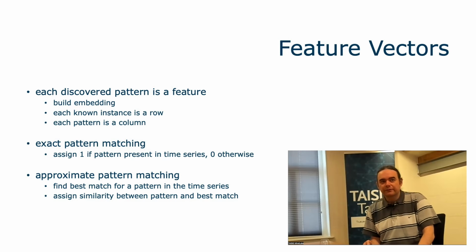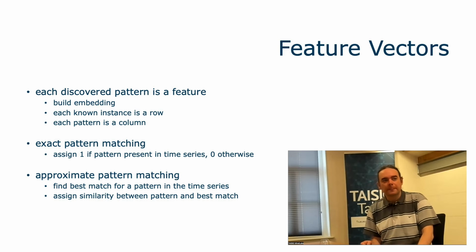How do we build the feature vectors? Well, essentially, each pattern that we mine, that is discriminative, that we decide to keep, we use it as a feature. So the embedding of a time series data into feature space essentially produces a matrix. In this matrix, each time series is a row, and each pattern is a column. And then we try to see which patterns are found in which time series. If we look for exact pattern matching, we assign 1 if the pattern is present in a time series and a 0 otherwise.